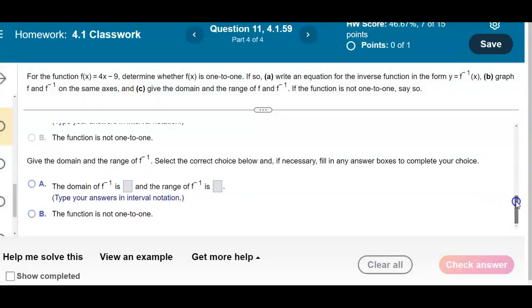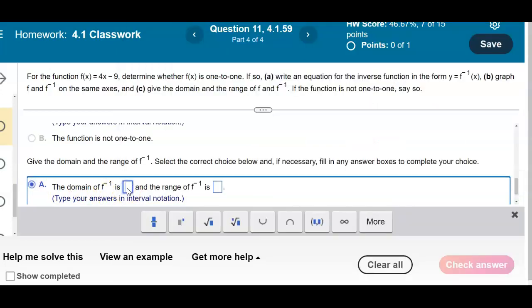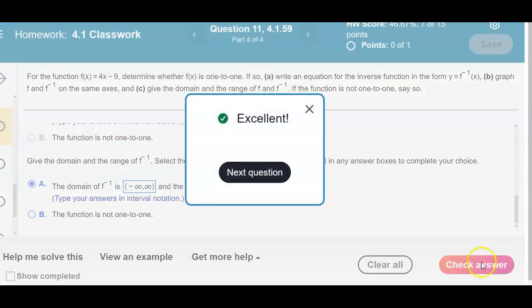Okay? Now if we take a look at the inverse function, it's going to be the same thing. The domain and the range are the same. So the domain of the inverse is negative infinity to infinity, and the range is negative infinity to infinity, and there is our answer.